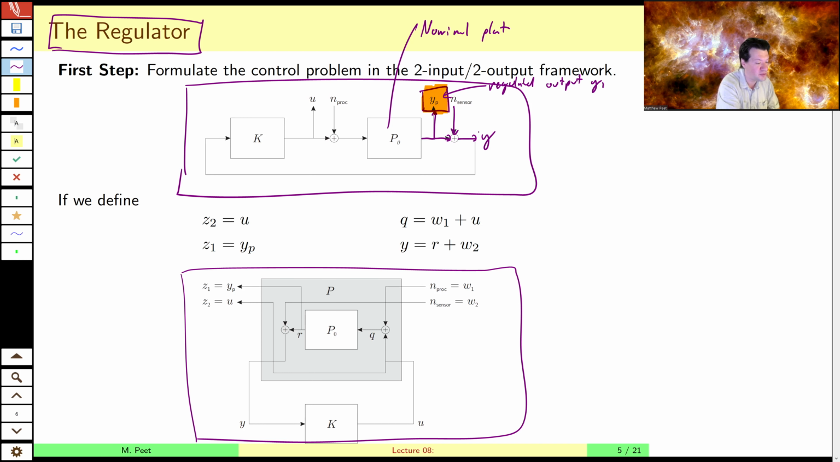We'll label that as Y. This is also an output of the plant, because it's something we can measure, but it's not a regulated output. This is a sensed output. It's different from the regulated output because it has this exogenous disturbance, the sensor noise, affecting it. And so we can now isolate an input to the system, a disturbance whose effect we want to minimize in the closed loop, which is this sensor noise.